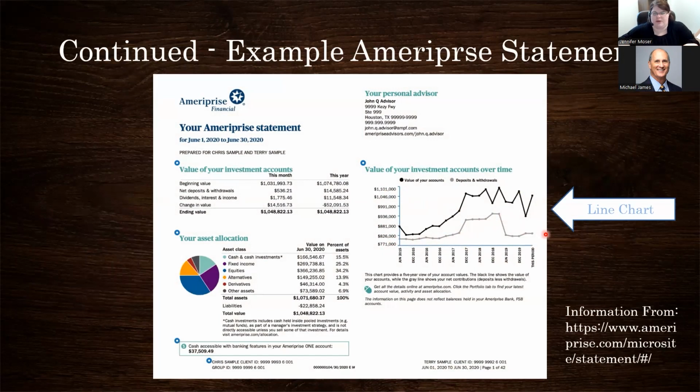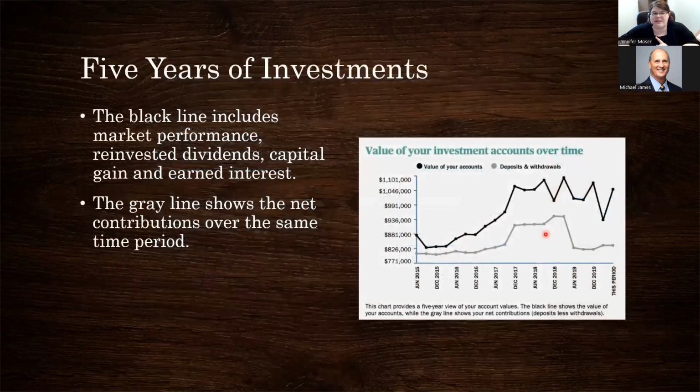So let's talk about it a little bit. So once again, the black line includes your market performance on a certain date. It also includes reinvested dividends, capital gain, and your earned interest. The gray line here shows the net contributions over the same time period, which is your deposits and withdrawals.